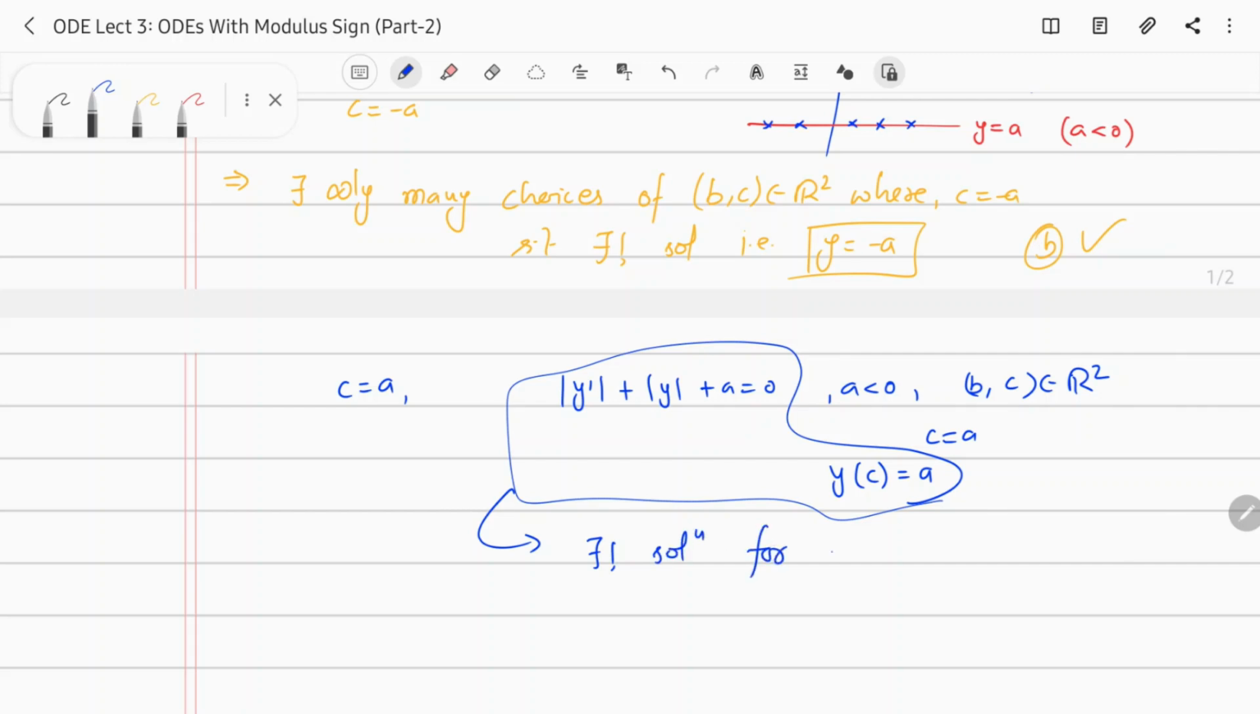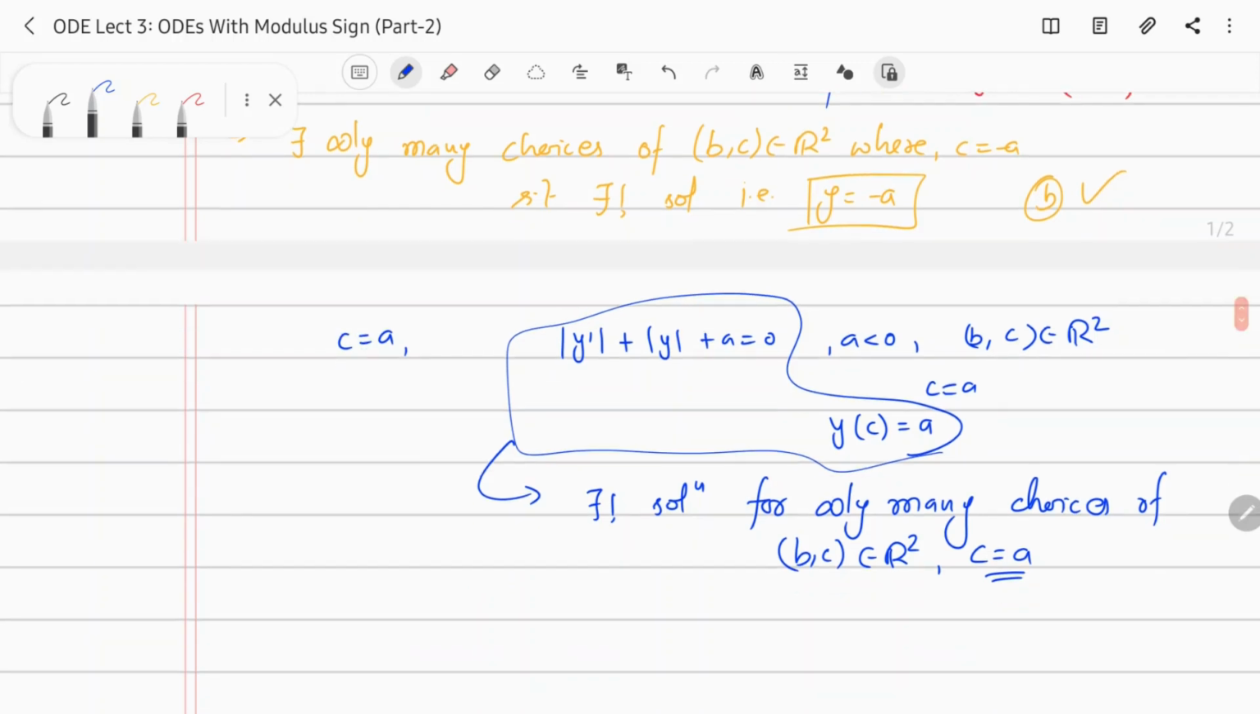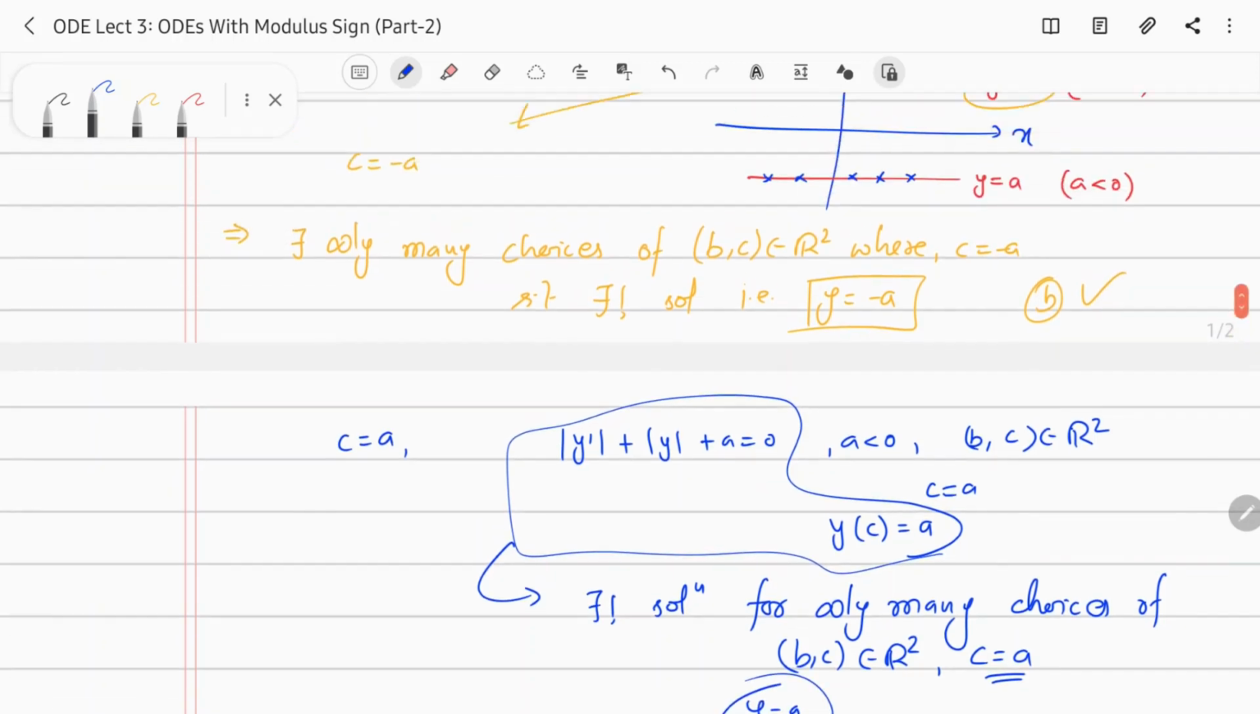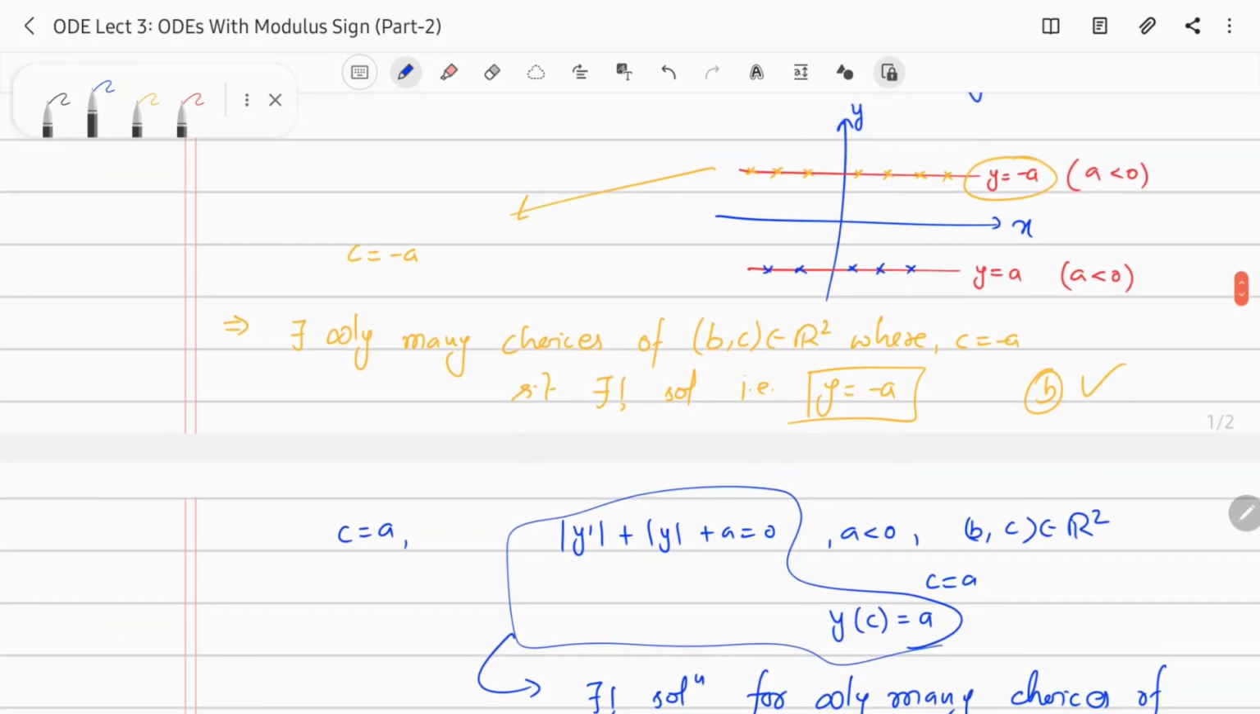This will again have a unique solution for infinitely many choices of (B, C) belonging to R square, and now I'm taking C equal to A, right? And the solution will be y equal to A. Okay, so you need to see these two separately. Don't consider these two solutions at the same time, because the differential equation is considered with the initial condition also.